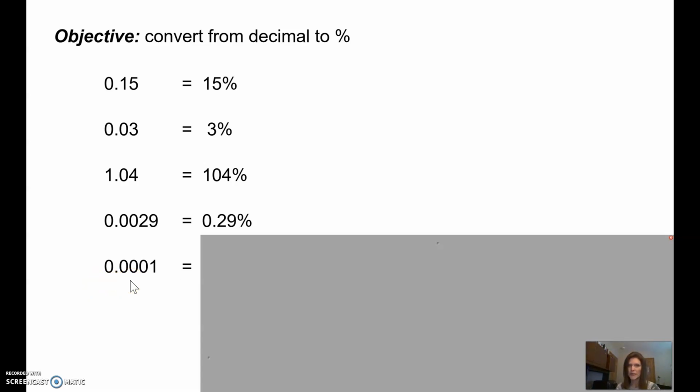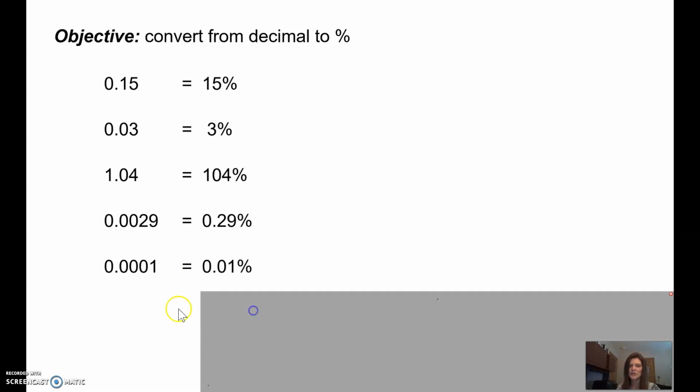Let me let you pause it here for a second and see if you can figure out what 0.0001 would be as a percentage. All right, how do we do? Moving it 2 places, 1, 2, I still have 0.01, so it's 0.01%. 0.01% is a very, very small percentage.